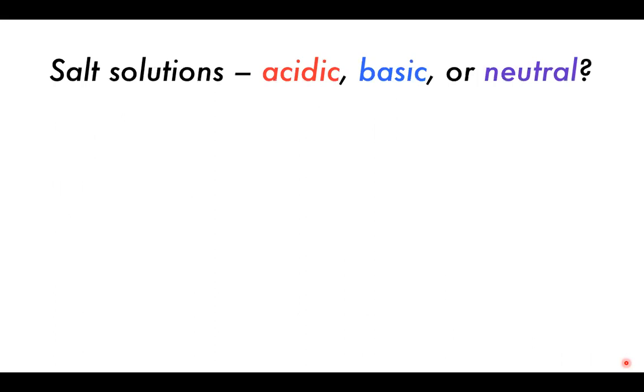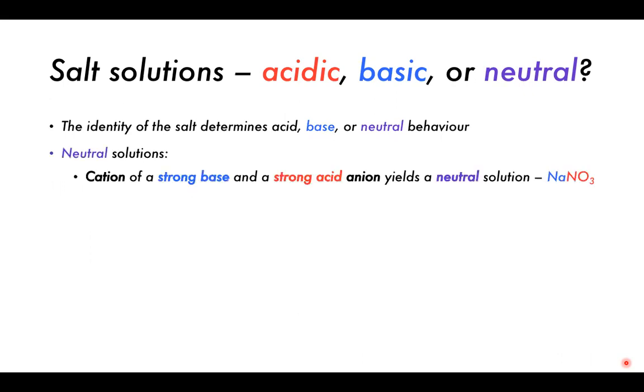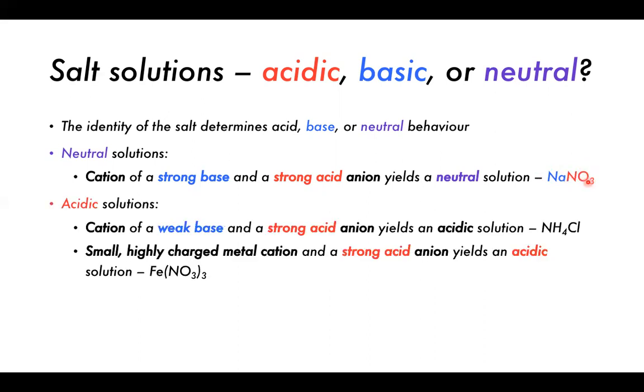So salt solutions, are they going to be acidic, basic, or neutral? The identity of the salt determines the acidic, basic, or neutral behavior in solution. Neutral solutions have cations of a strong base and a strong acid anion, which yields a neutral solution. For example, sodium nitrate is made up of sodium from sodium hydroxide, a strong base, and nitrate, which is from nitric acid, a strong acid.